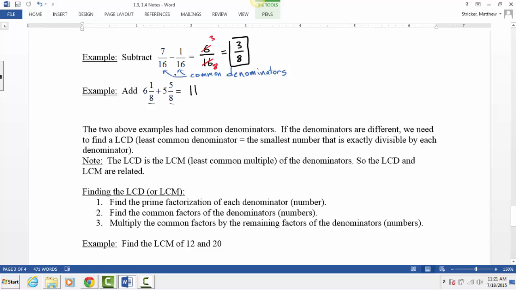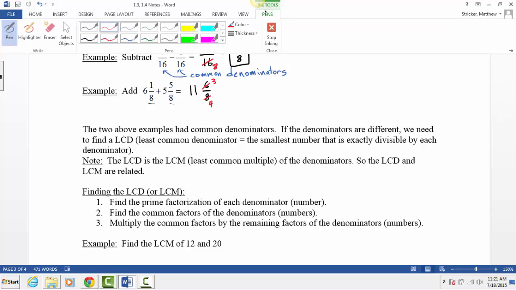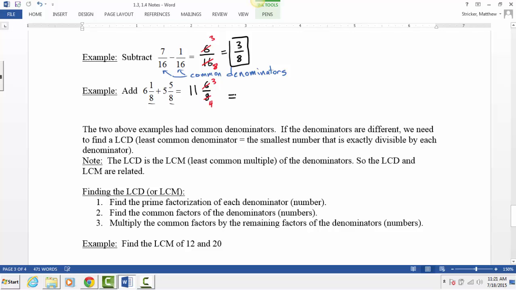And then here, instead of subtracting, we're adding. So we're going to take 1/8 plus 5/8 is 6/8, which of course reduces. Those are both divisible by 2, so this reduces to 3 over 4. So I get a final answer here of 11 and 3/4.